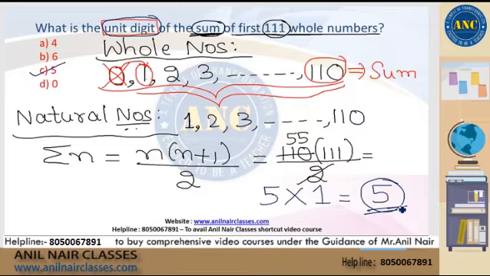Answer for this easy question is how much? It is 5. Now this question, whatever I solved right now, whatever the method I applied, you can call this method as method 1, right? You can call this method as method 1.